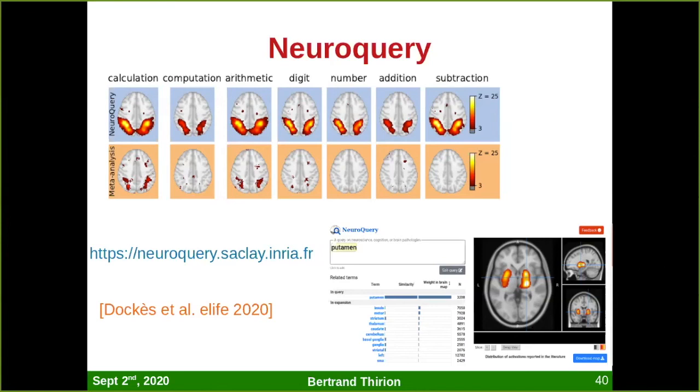For instance, another example that I give here is that we have taken several terms related to mental arithmetic, and with NeuroQuery, we would map them more or less similarly, relying on the semantic relatedness between these terms. And this is certainly better than just using the occurrences of these terms across the literature, which provides very noisy maps or empty maps in some cases.